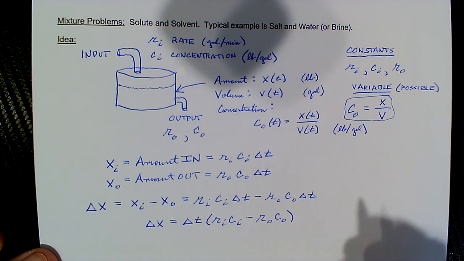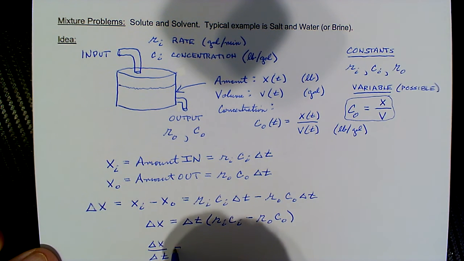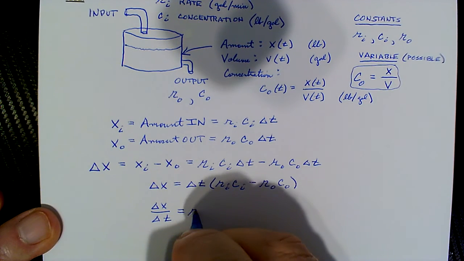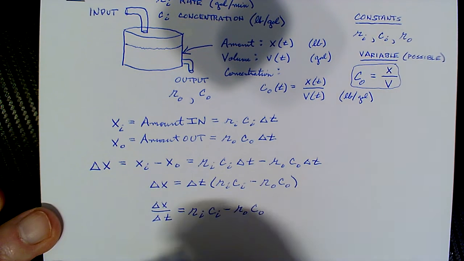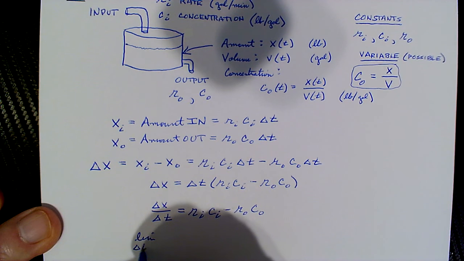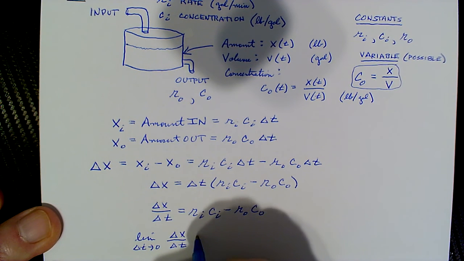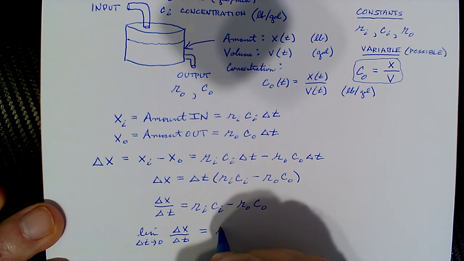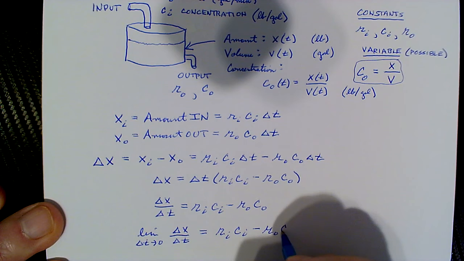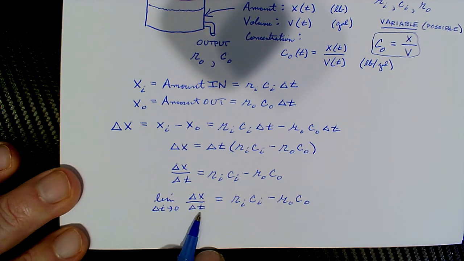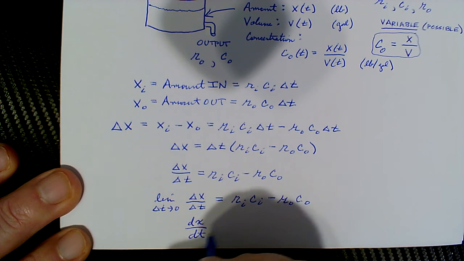That's O, not 0. And then if we divide by delta T, we get delta X over delta T is R sub I, C sub I, minus R sub O, C sub O. And then if we take the limit as delta T tends towards 0 of the change in the amount over the change in time, we then realize that this limit represents the derivative, or the time rate of change of the amount, dx dt.